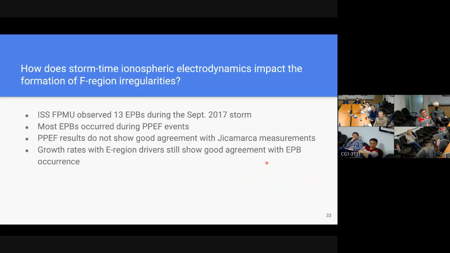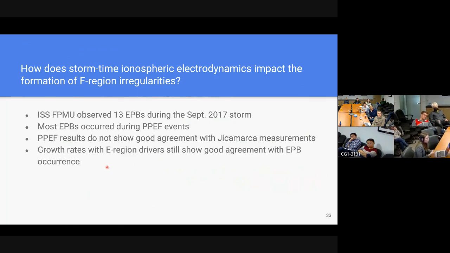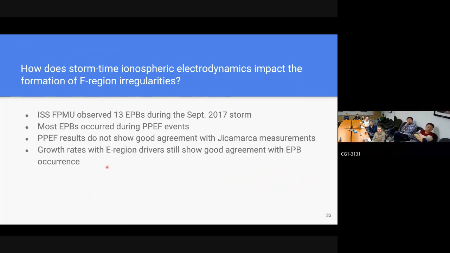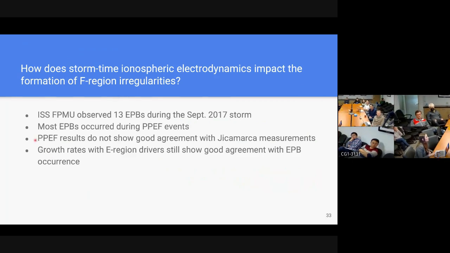And okay, I guess I'll just leave you with my summary, which is that ISS observed 13 of these equatorial plasma bubbles during the September 2017 storm. Most of these occurred during prompt penetration electric field events, but the prompt penetration electric field results from the model do not show good agreement with HAO measurements, at least when using SAMI3-RCM. But overall, growth rates that include E-region drivers still show good agreement with the plasma bubble occurrence. So even though we're capturing the general dynamics that contribute to EPB formation, we're not necessarily capturing the details of the electrodynamics. But thank you.